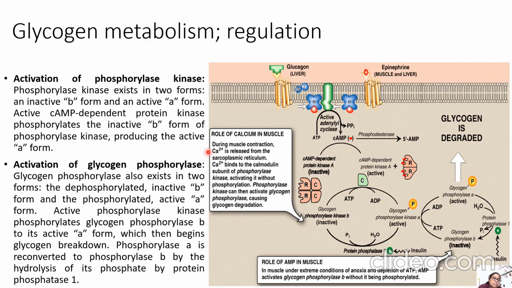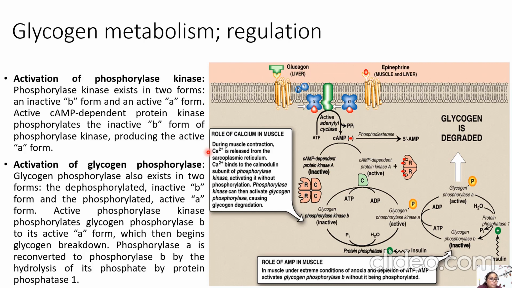So then glycogen metabolism and regulation. Activation of phosphorylase kinase. Phosphorylase kinase exists in 2 forms, an inactive B form and an active A form. Active cyclic AMP dependent protein kinase phosphorylates the inactive B form of phosphorylase kinase, producing the active A form.